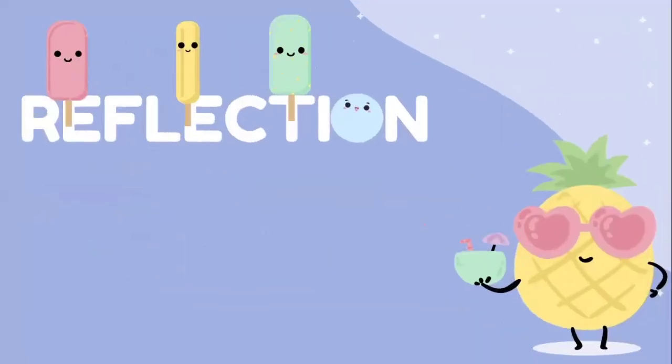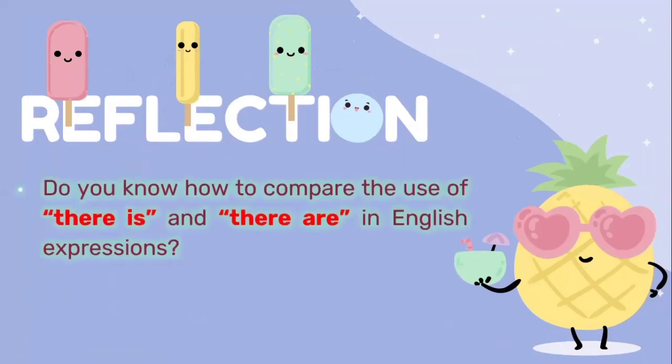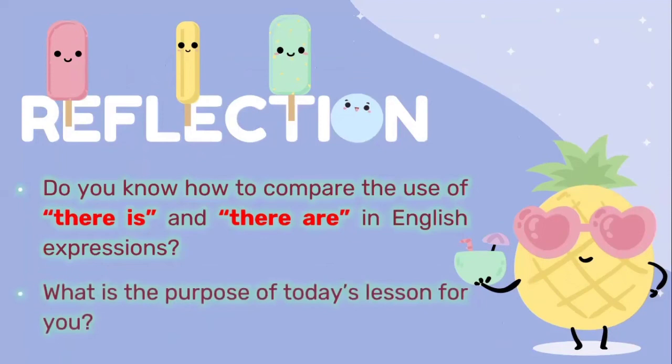Today we have learned about how to show the existence of things and people. So after you learn this topic, do you know how to compare the use of there is and there are in English expressions? In your view, what is the purpose of today's lesson for you?